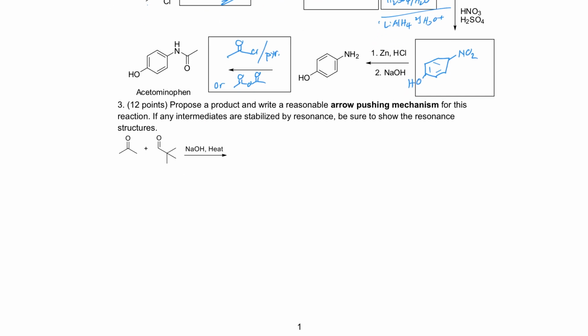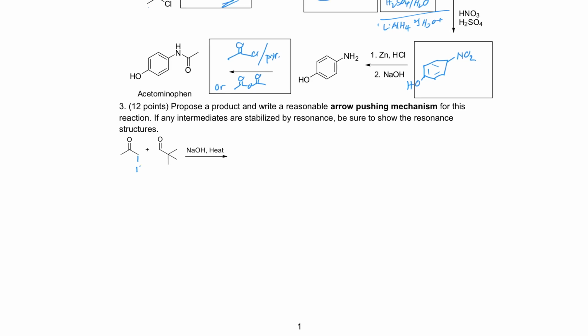Number 3, we want to write a reasonable arrow pushing mechanism for this reaction, and so we should observe there's only one type of alpha hydrogen. There is a good electrophile right here. Most likely the alpha hydrogen will be our nucleophile, so let's go ahead and draw that. I'm showing the enolate version of this anion, and of course I can show some resonance here. I can use either of these in my next step.